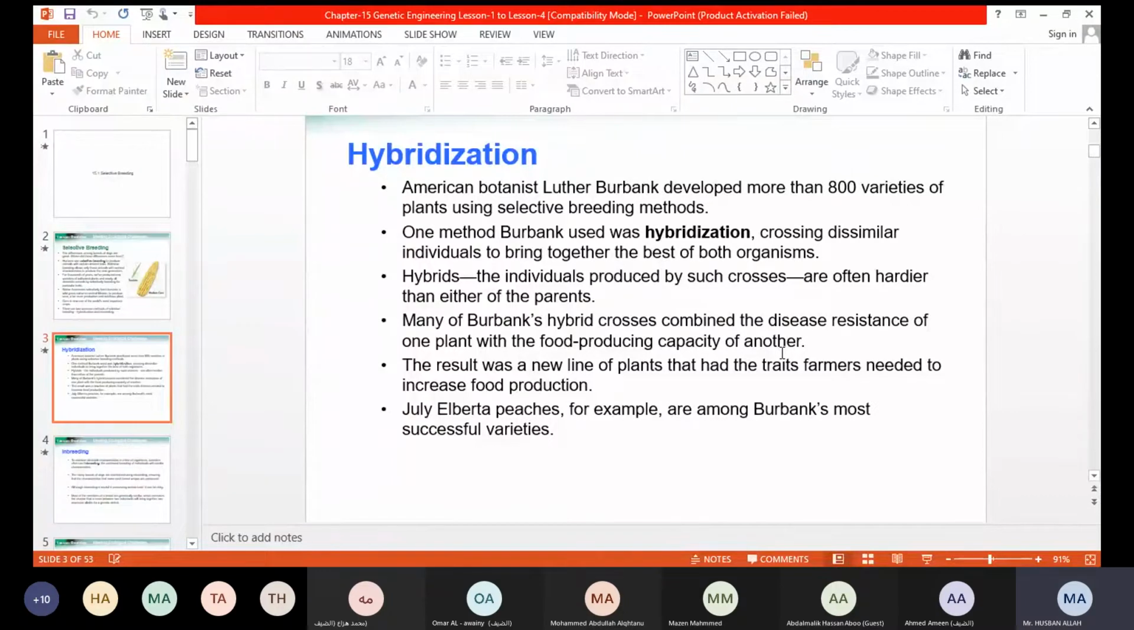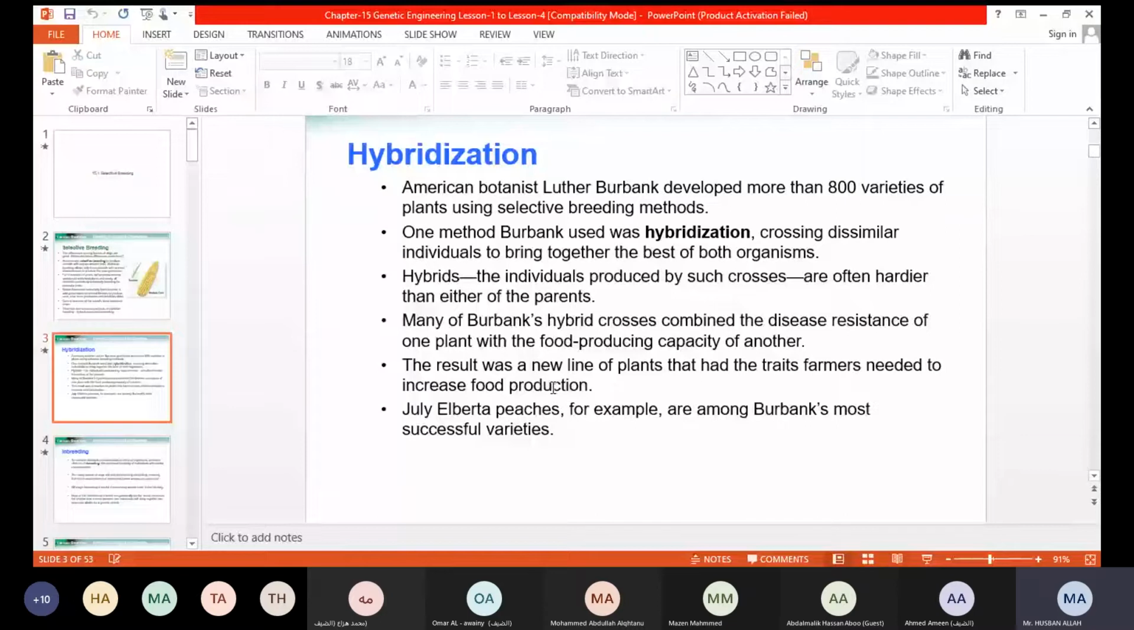So now the hybrid which he got has these two qualities. The plant he got was resistant to many diseases and it was producing double the amount of food compared to its parents. So this was the hybrid plant produced by Luther. The result was a new line of plant that had the traits farmers need to increase food production.